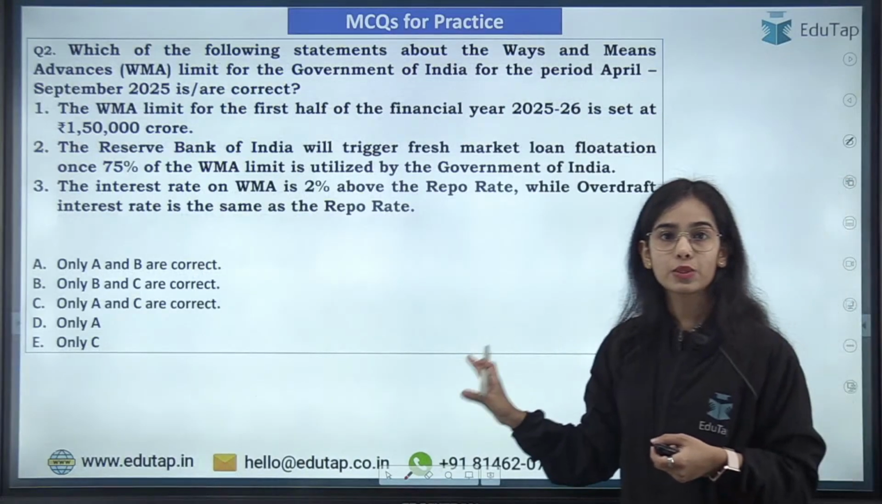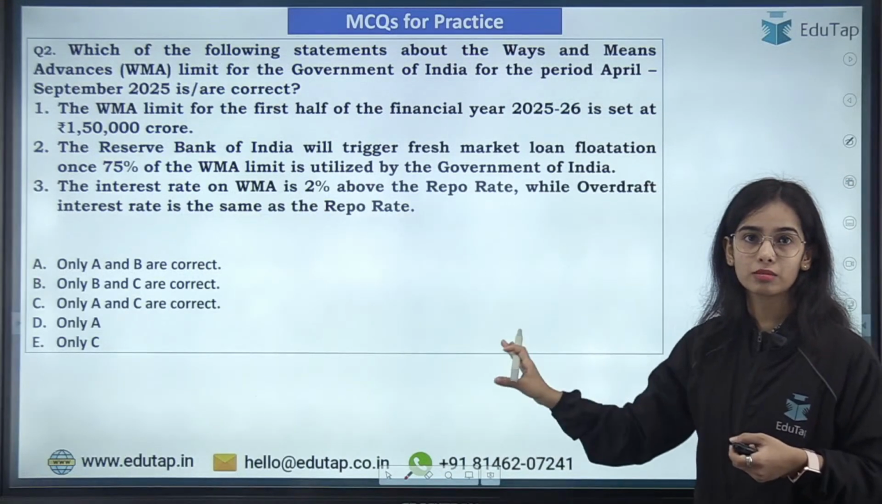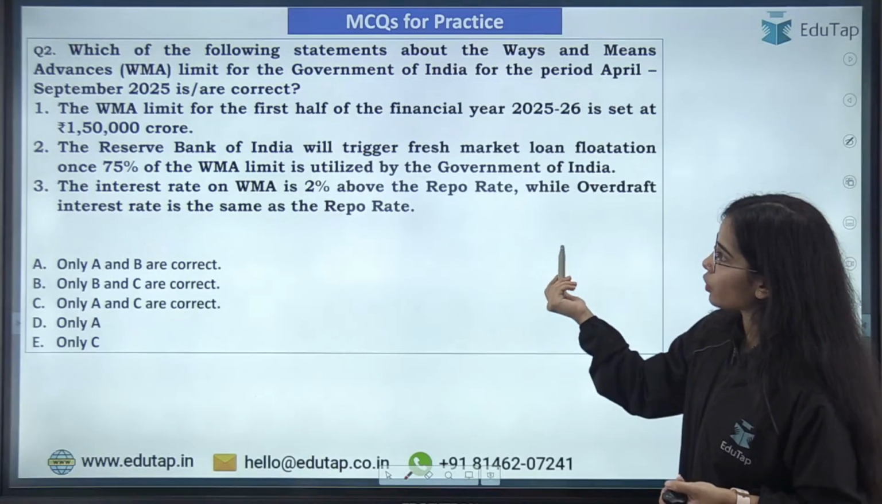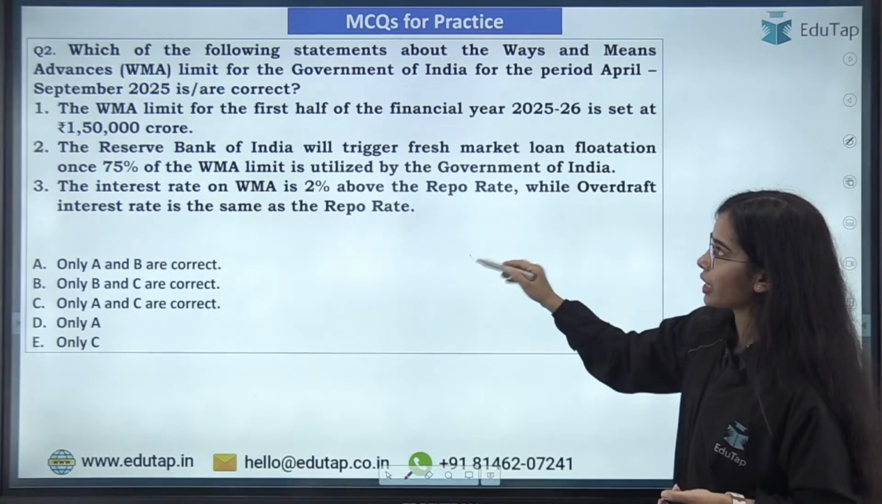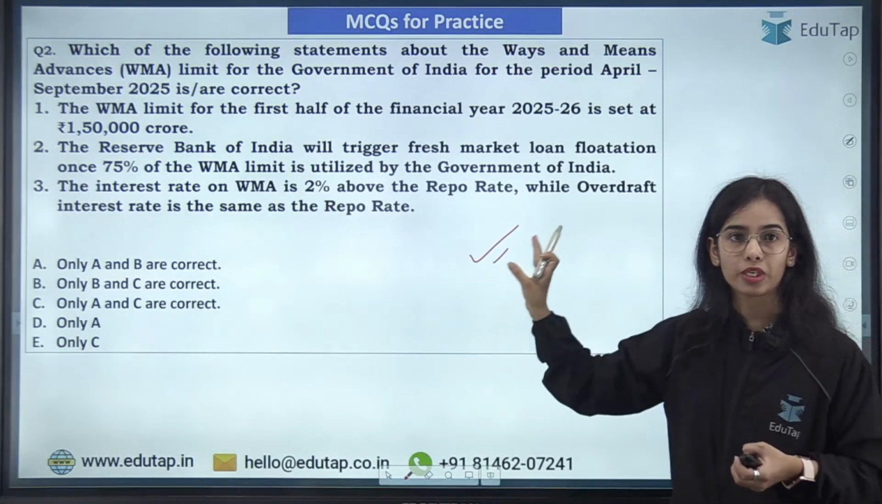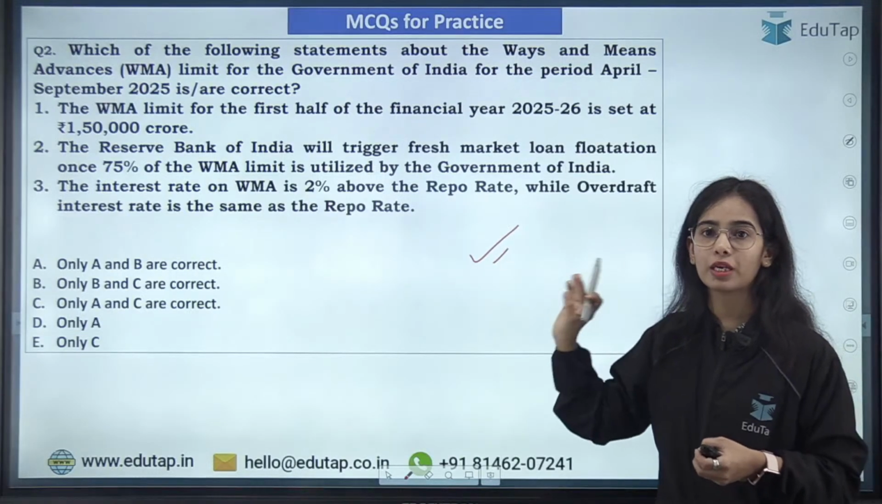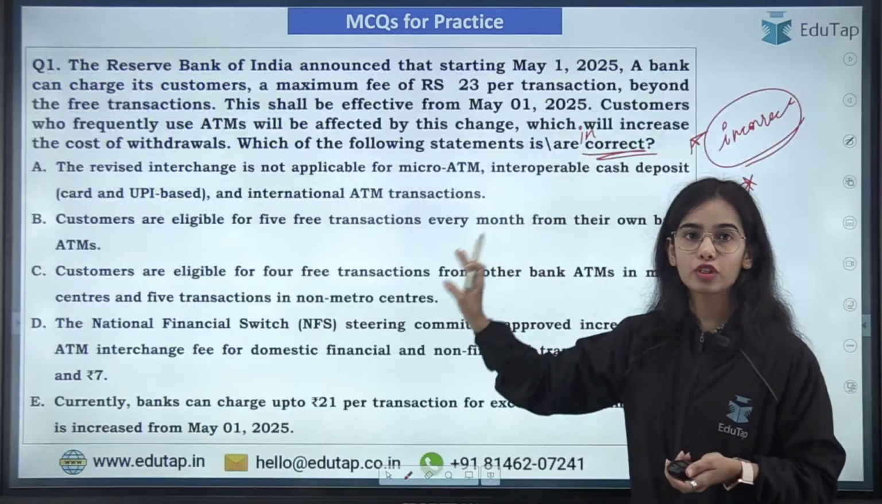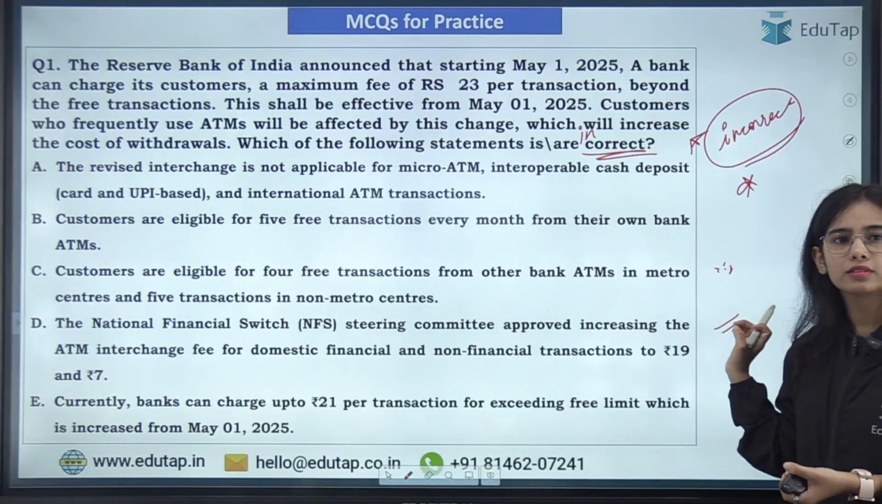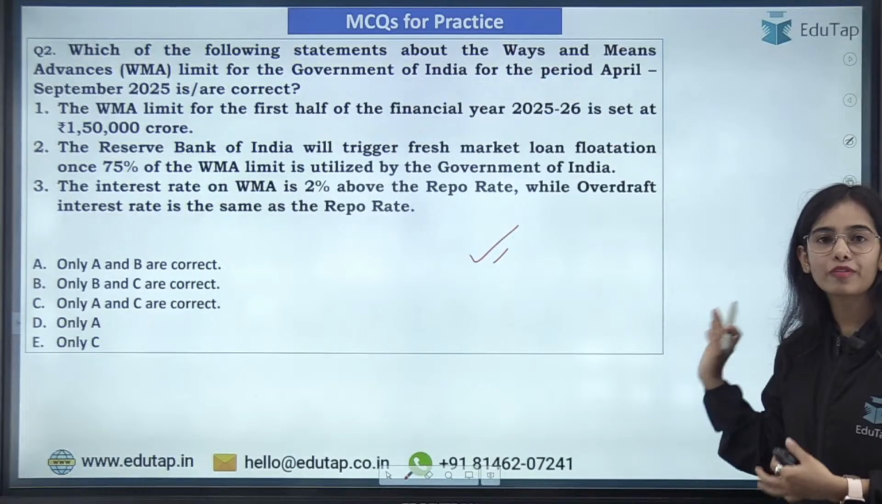Now coming to the next news article. Basically this is regarding the ways and means advances, and here you have to tell which of the following is correct. Here you have to tell the correct statements. So do try to answer this question, and let's see how many of you are able to answer both the questions. In the first one you have to tell the incorrect statement, and in the second one you have to tell the correct statement.